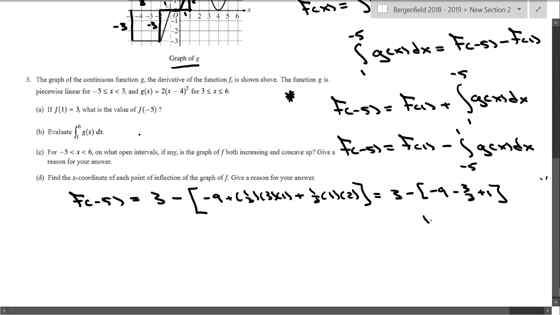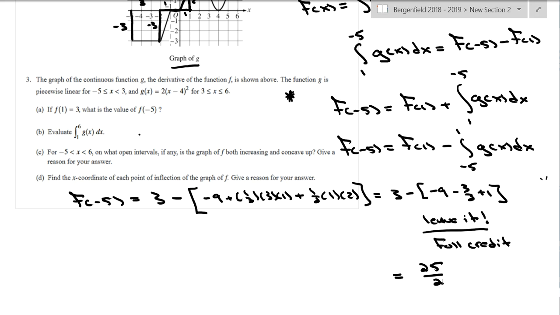You could actually leave your answer like this, and if you left it like this, they would give you full credit. You could do it all out, and if you did it all out, you would get 25 over 2. But again, if you just leave everything in terms of numbers, the AP will accept that as a full answer. Just make sure your numbers are right, of course. Okay, part A done.